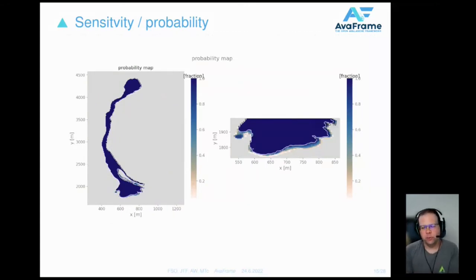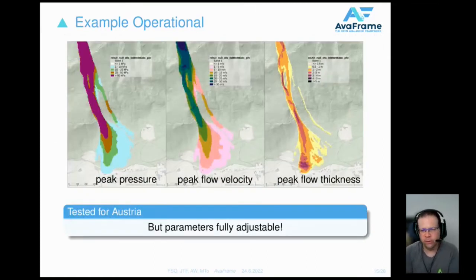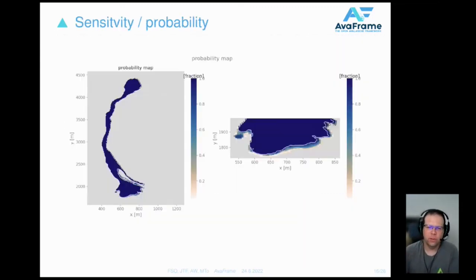What we also try to push out to operational use is that we want to work more towards, instead of using these like here with the peak flow pressure, where you have this one result and that's it, a bit of sensitivity and probability. We also provide these tools in AvaFrame. So saying that if you vary, for example, release thickness, how does that influence the runout itself? And then you can make statements like, for example, here on this side, you don't have any influence. On the front, you have some more, and we show how much influence it actually has.